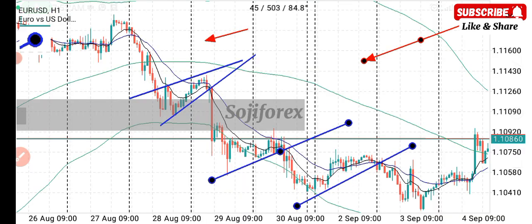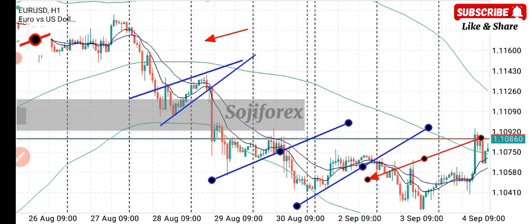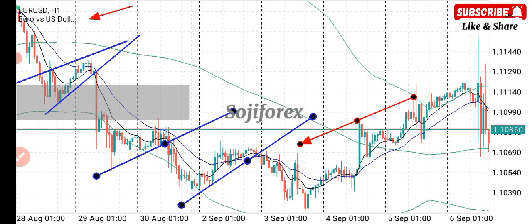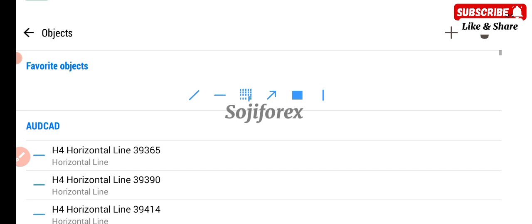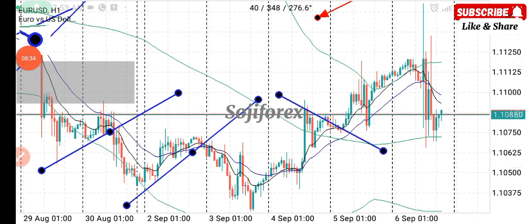Here is another pullback. Very much simple. Now it doesn't need to be tedious or complicated to make you money. And look at here now, price has changed to the upside. I will change my pattern too.